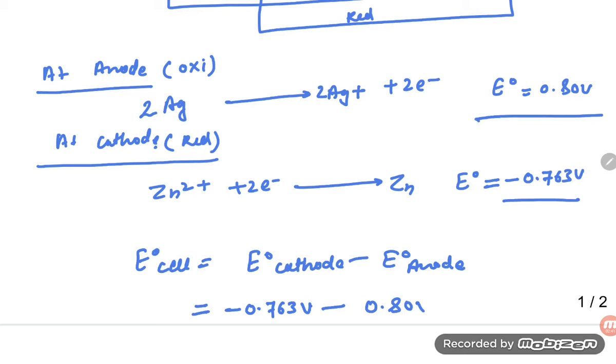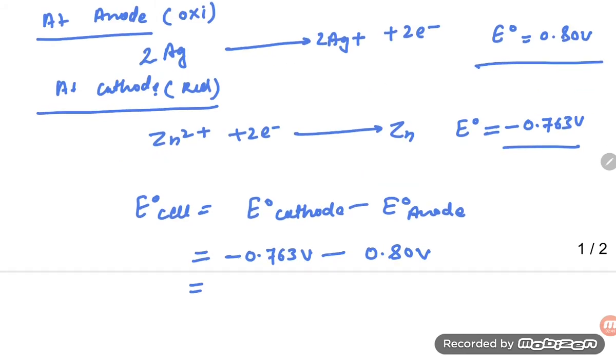Now if you see, both the signs are negative, so the value will be negative, and this will get added. So how much will come, students? Minus 1.563 volt, right, students? So E naught cell is equal to this much value.